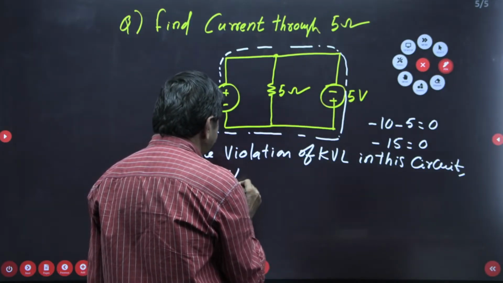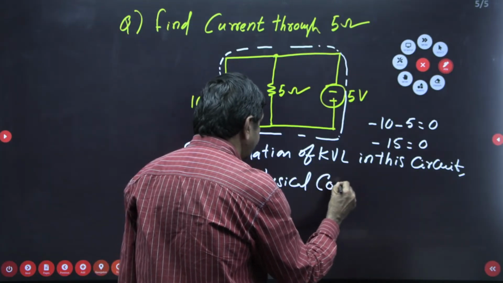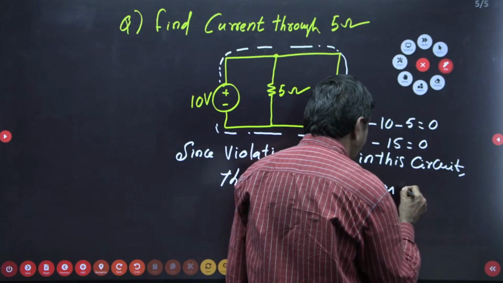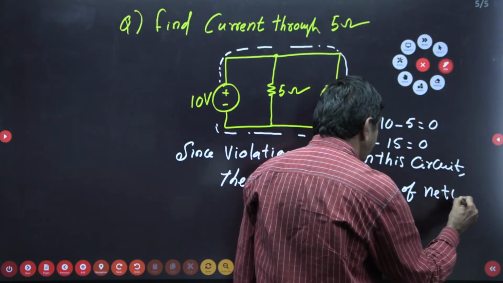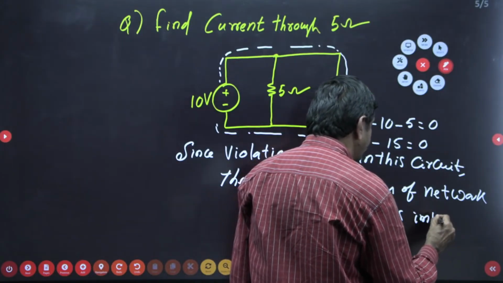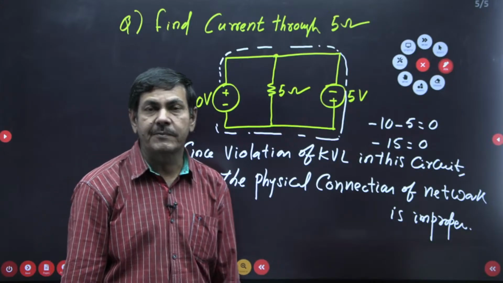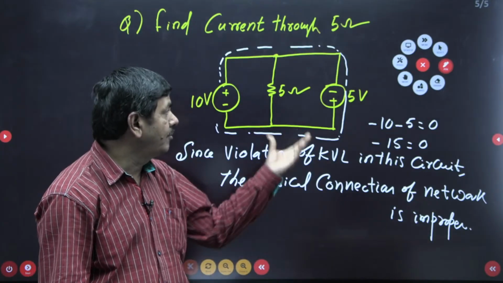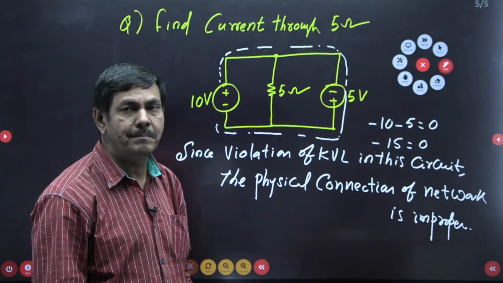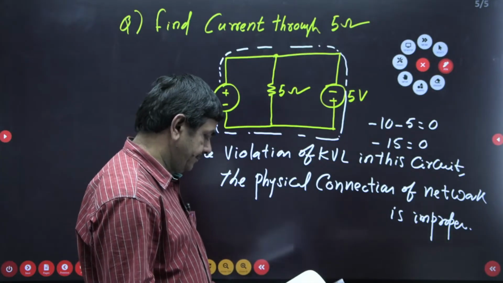The physical connection of the network is improper. This is improper only. Improper it is connected. That's why what is the answer we can say? The current across this 5 ohm doesn't exist. What doesn't exist? The circuit doesn't exist at first. That's why KVL is not applicable, which means mesh analysis we can't use. Current also is not possible to get, we can say. I will go to the next question now.